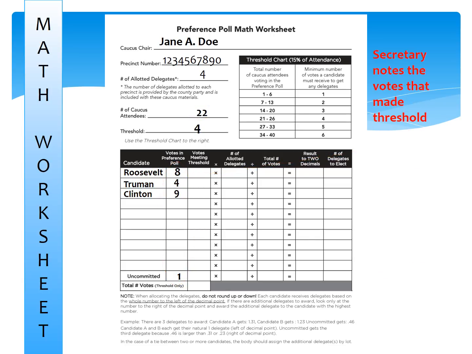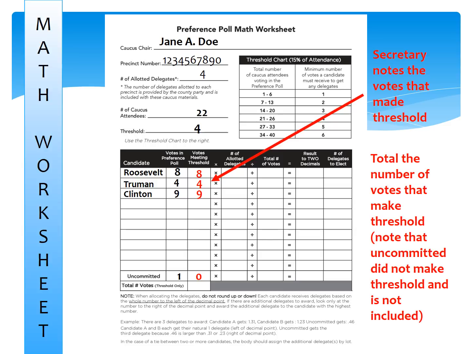Next, the Secretary notes the votes that made threshold. Again, you had to have made 4 votes to make the 15% viability threshold based on this precinct's number of caucus attendees being 22. So in our example, candidate Roosevelt made threshold by having 8 votes, candidate Truman made threshold by having 4 votes, candidate Clinton made threshold by having 9 votes, but uncommitted did not get threshold because they only had 1 vote. So the votes meeting threshold for uncommitted was 0.